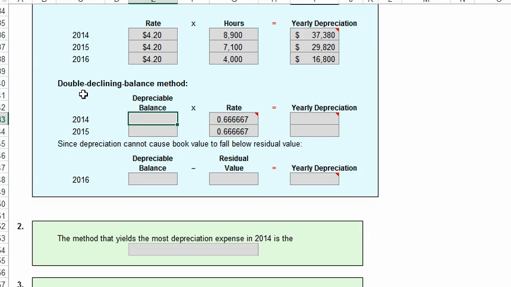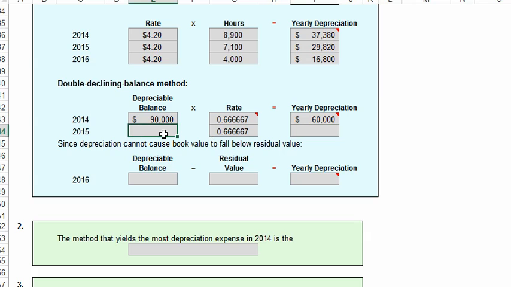Okay. So what we're going to do is take our depreciable balance, is what they're calling it, cost minus all depreciation already taken times the rate. Well, in 2014, we haven't taken any depreciation yet. Our cost is $90,000. So our annual depreciation expense would be equal to our cost times our rate. And we get $60,000.